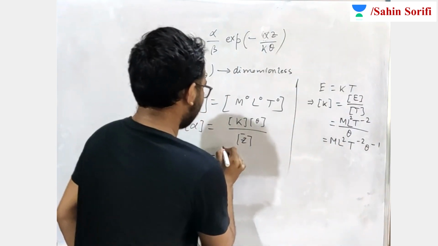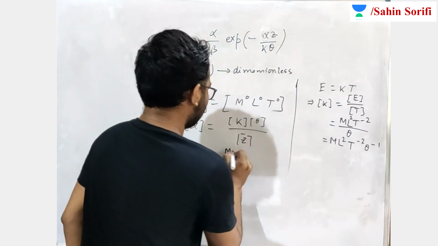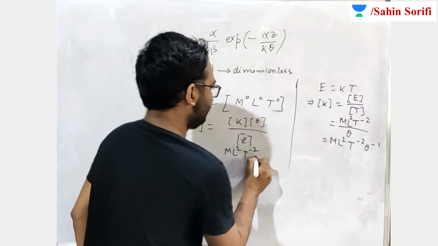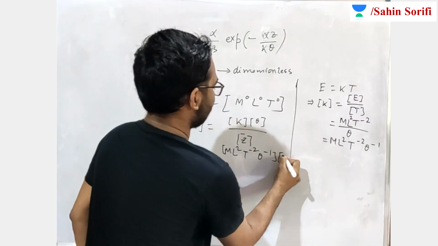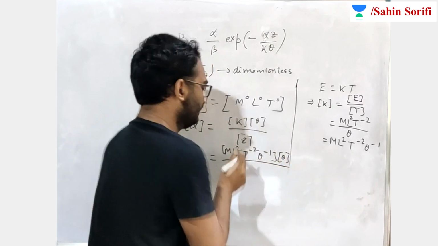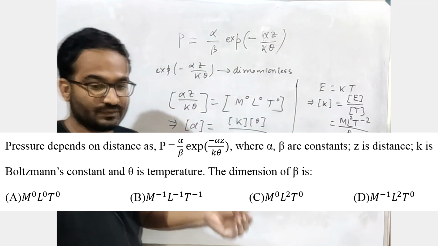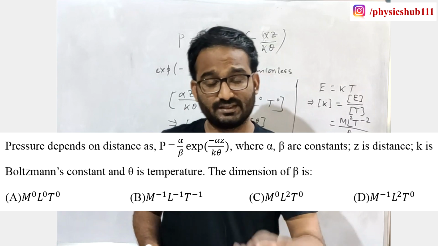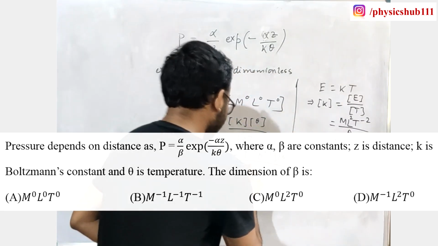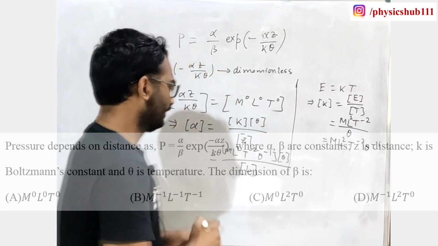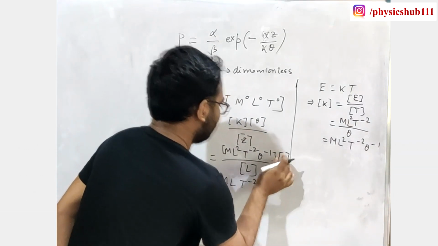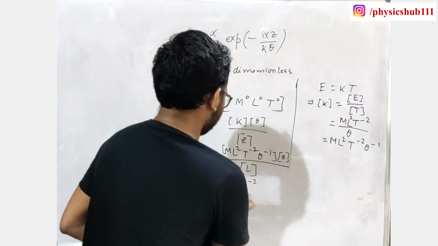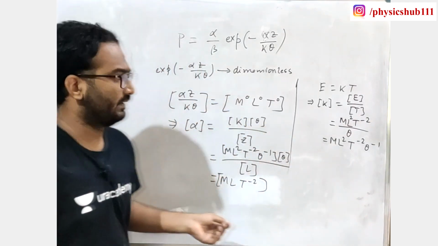Now you can easily put it here. M L square T to the power minus 2 theta inverse is the dimension of k, and dimension of theta we are keeping as theta, and dimension of z. What is z? Z is distance, it is given in the question. So the dimension of distance is L. So we are getting M L T to the power minus 2 theta inverse into theta, which is theta to the power 0. This is basically the dimension of alpha.